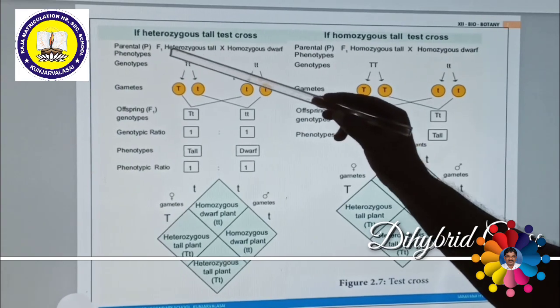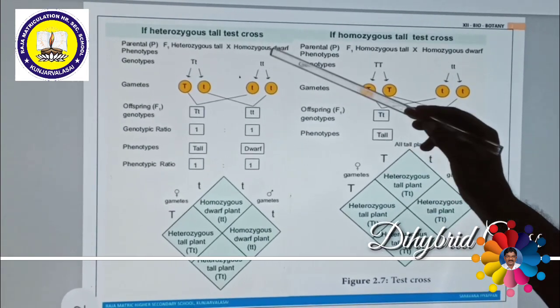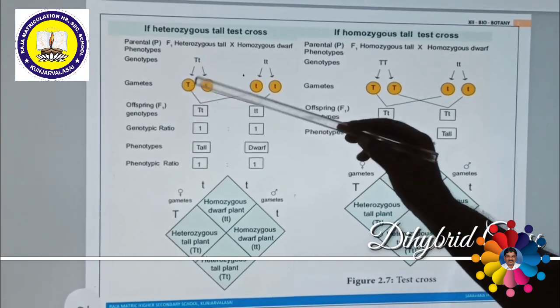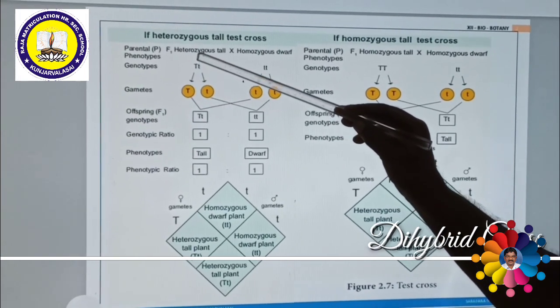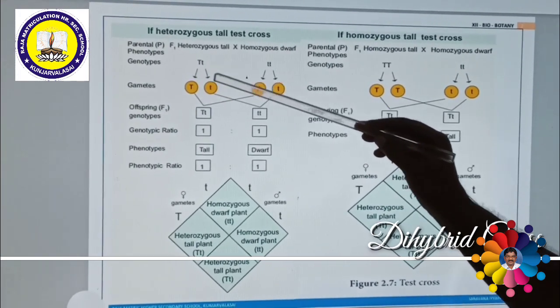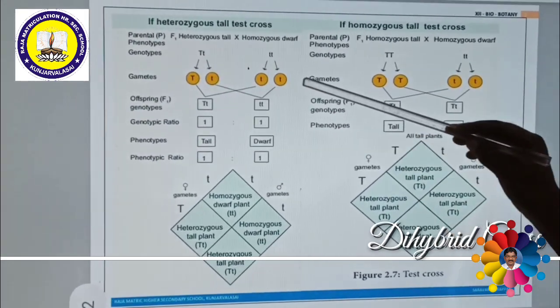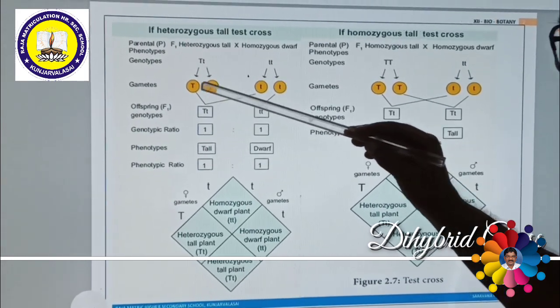In the monohybrid cross we got the F1 generation as capital T, small t. If it is crossed with the homozygous recessive, that means small t, we will have the gametes. It is heterozygous, that means two gametes will be formed: capital T, one gamete, and small t, one gamete. This is the correct procedure. So these are the parents, and the parents are producing gametes.